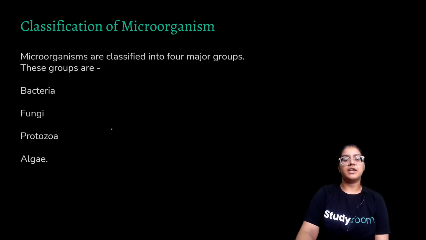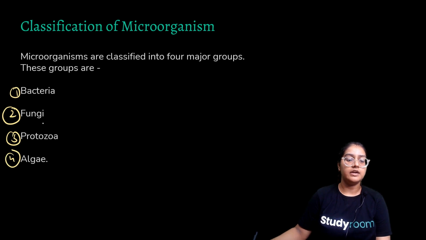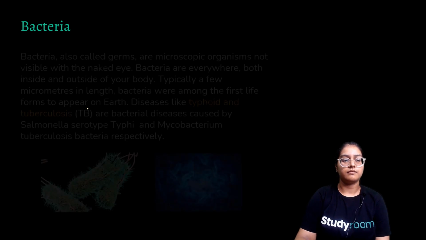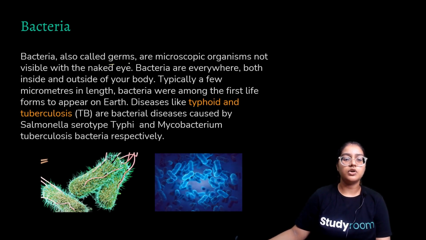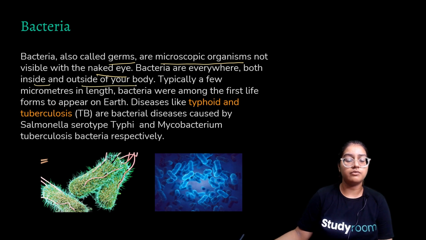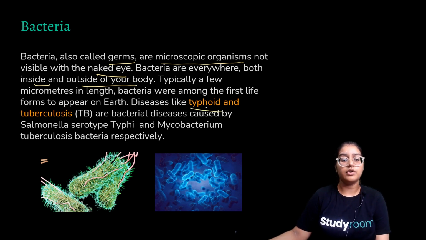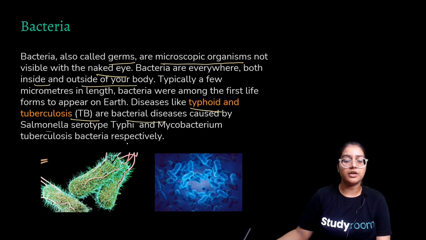Now, classification of microorganisms. Microorganisms can be classified into first bacteria, second fungi, third protozoa, and fourth algae. Fungi grow on bread when it gets rotten. Bacteria are also called germs and are microscopic organisms because we cannot see them with the naked eye. Bacteria are everywhere, both inside and outside of our body, typically a few micrometers in length, and vary in shape and size. Diseases like typhoid and tuberculosis, TB, are bacterial diseases caused by Salmonella typhi and Mycobacterium tuberculosis.